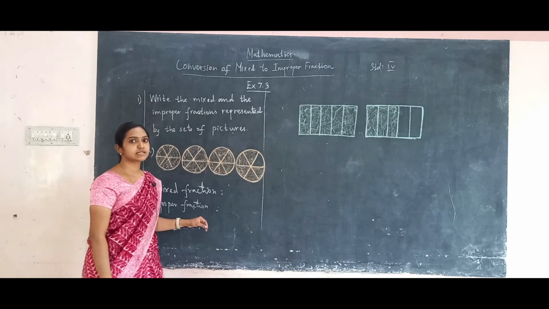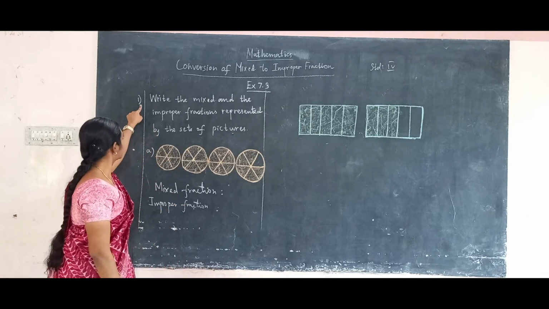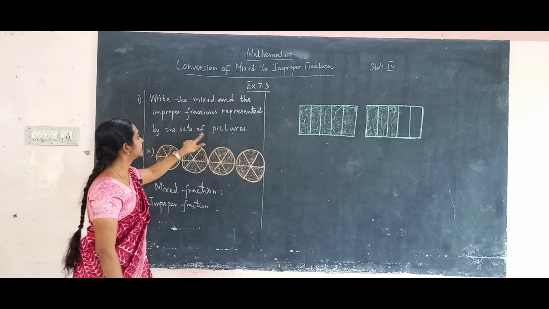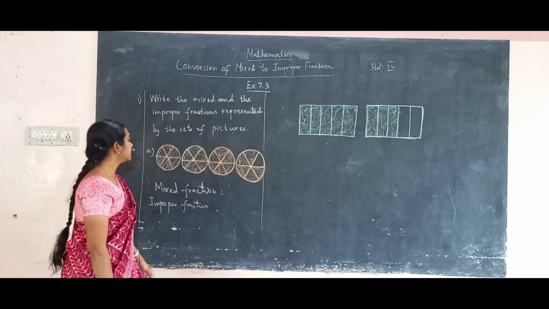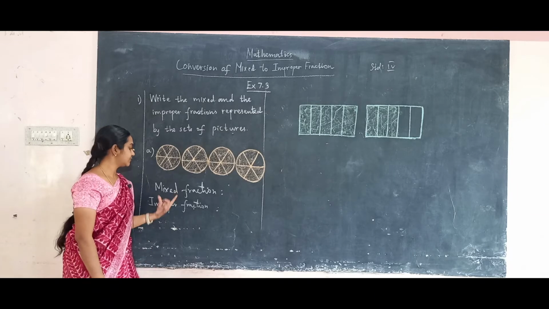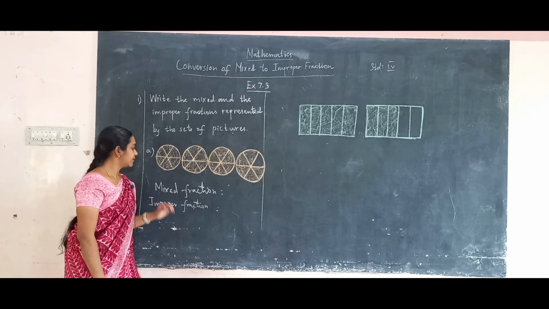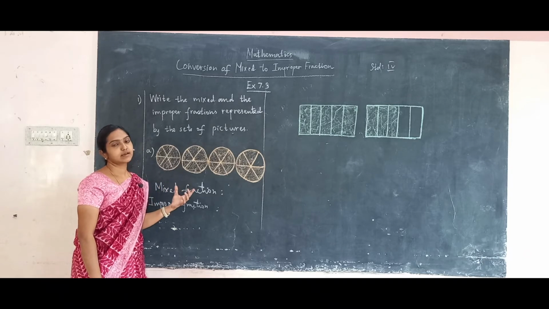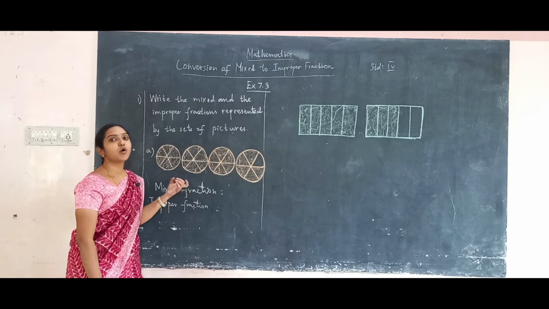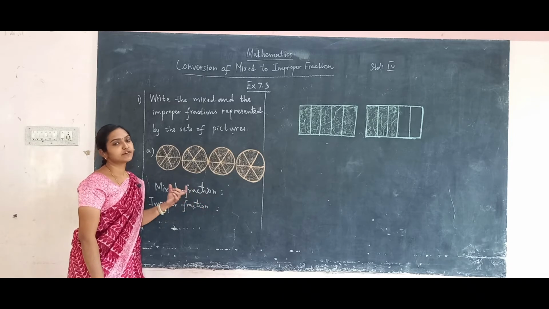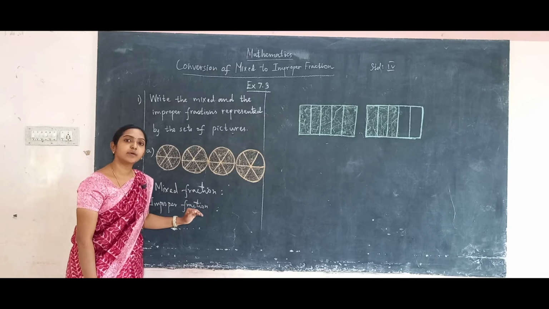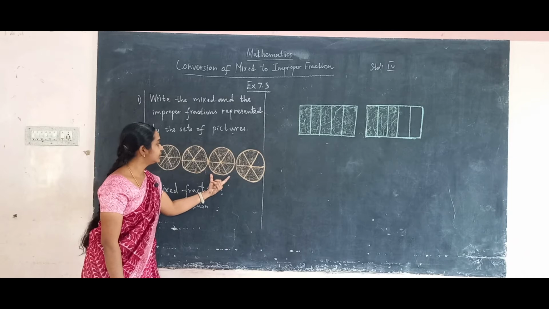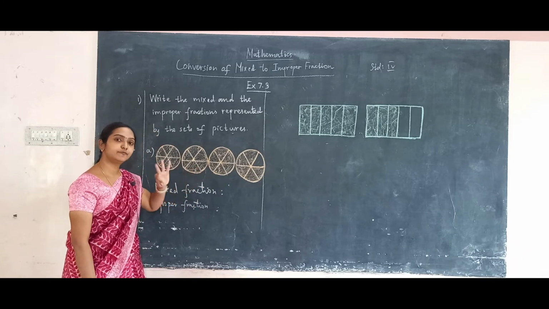Now we are going to solve exercise 7.3. The first problem is write the mixed and the improper fractions represented by the set of pictures. Now pictures are given. We are going to represent them as mixed fraction and improper fraction. For mixed fraction, we have to look at the whole parts first. Mixed fraction is a combination of whole parts and fraction. So first count how many whole parts are shaded here. Here 1, 2, 3. 3 parts are shaded fully.